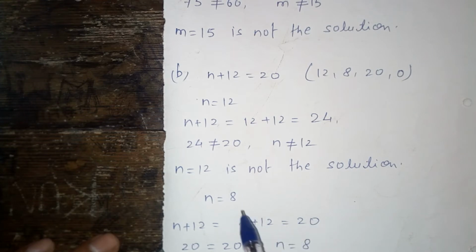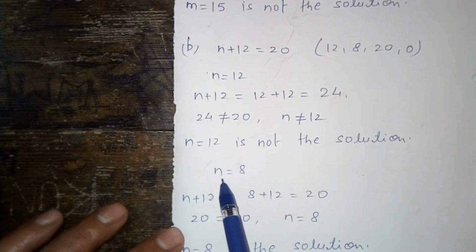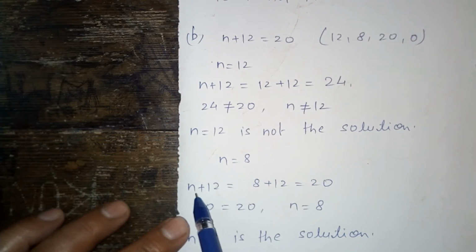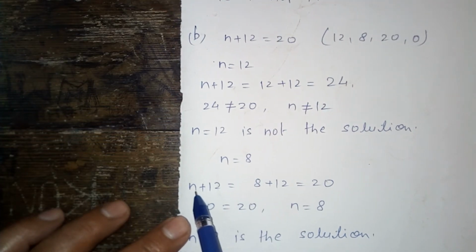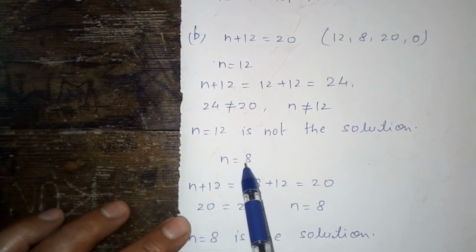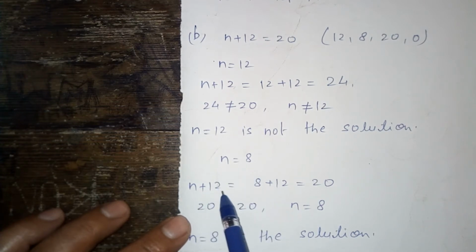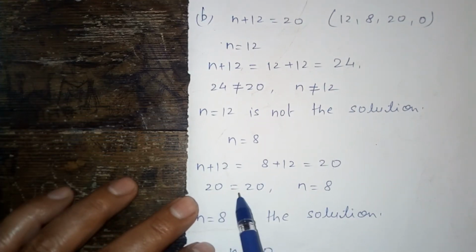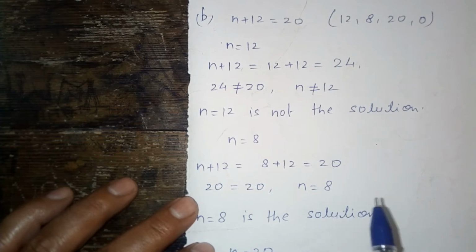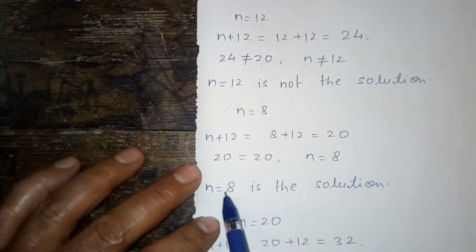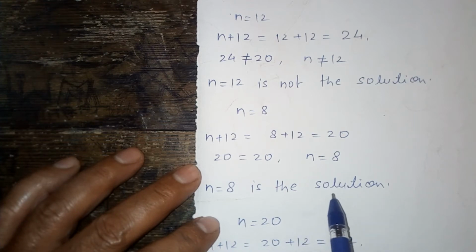Okay, your next value of n is 8. n is equal to 8. So n plus 12, in place of n we will write here 8. 8 plus 12 will give you 20, and 20 is equal to 20. Therefore n is equal to 8. The meaning is n is equal to 8 is the solution of the given equation.